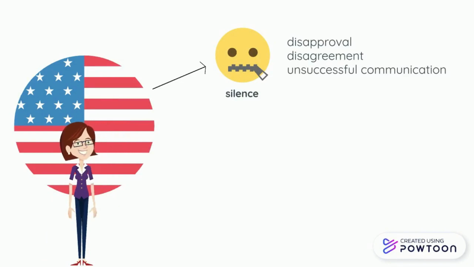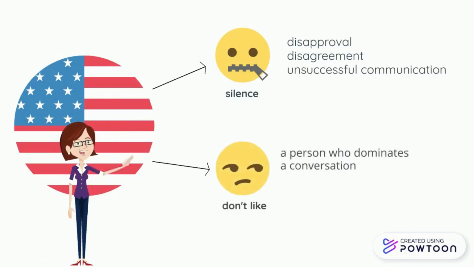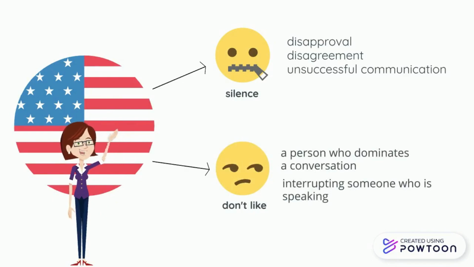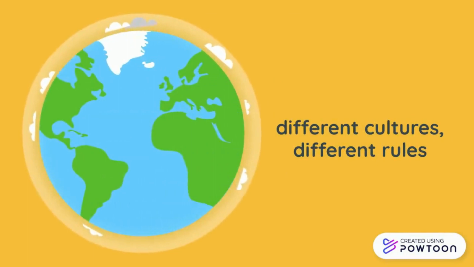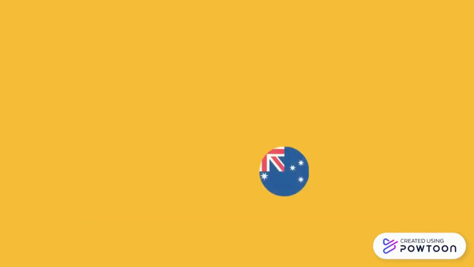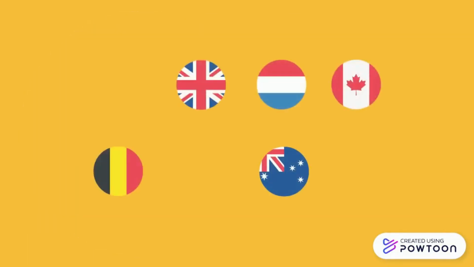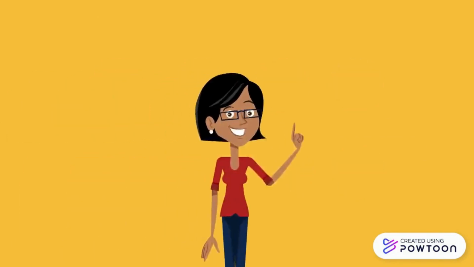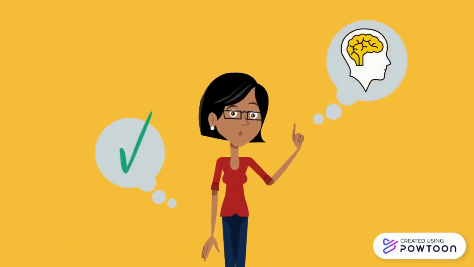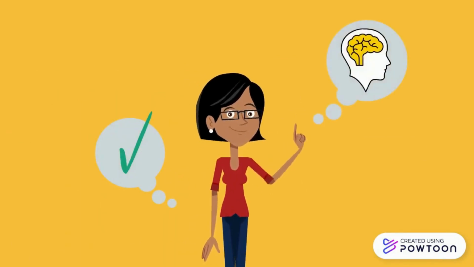On the other hand, Americans don't like a person who dominates the conversation. Also, interrupting someone who is speaking is considered rude in the United States. However, these rules might be different in other cultures. Knowing when to take turns in a conversation in other languages can sometimes cause difficulty. That is why it is important to always do a background check and think before you speak and barge into a conversation.